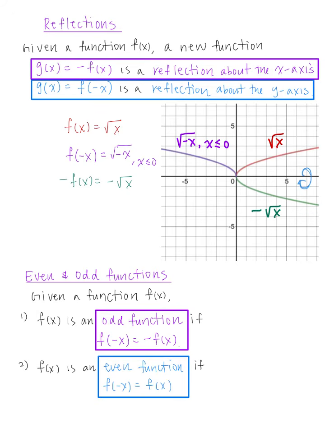Okay, so if we have that, then the statement says that you're going to have to reflect our mother graph, which is y equals square root of x, about the y-axis. So in this case, you're going to take your y-axis and then you just rotate it. Okay, so if I rotate the mother graph about the y-axis, then you're going to have this graph right here, which is the purple graph, which is square root of negative x, where x is negative.